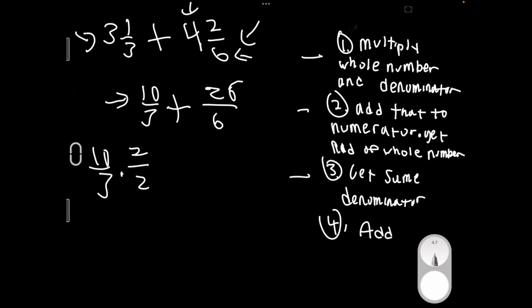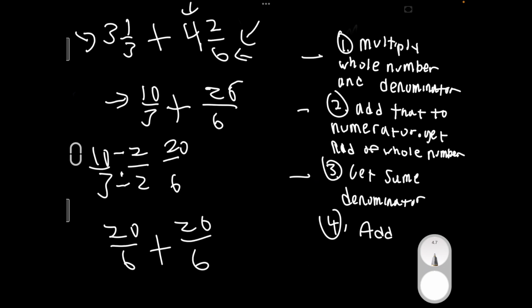So this would be 6/20, since we multiply 2 and 10 and 2 and 3. So now the new problem is going to be 20/6 plus 26/6. Once we did that, we're on our final step, which is just to add. So 20 plus 26, that's just going to be 46. So the final answer is going to be 46 over 6.